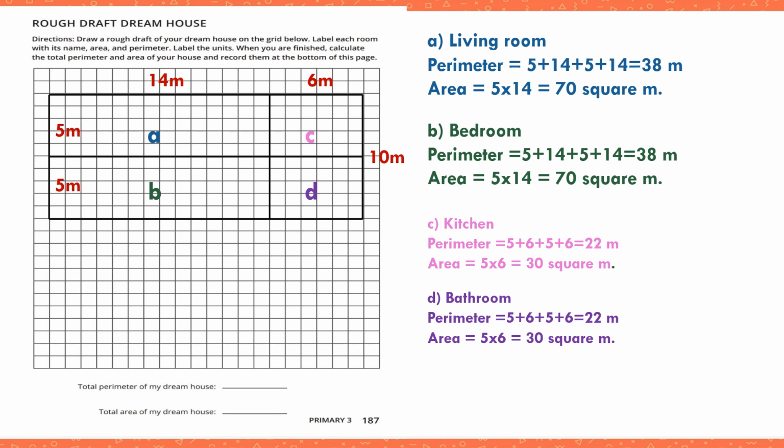Now we have to find the total perimeter of the dream house. So I will add 38 plus 38 plus 22 plus 22, the perimeters of all the rooms together. And it will be 120 meters. And to find the total area of the dream house, we have to add all the areas together. So it will be 70 plus 70 plus 30 plus 30 equals 200 square meters.